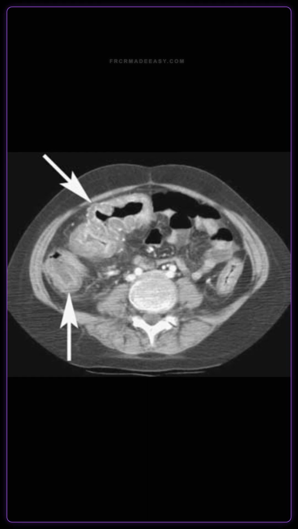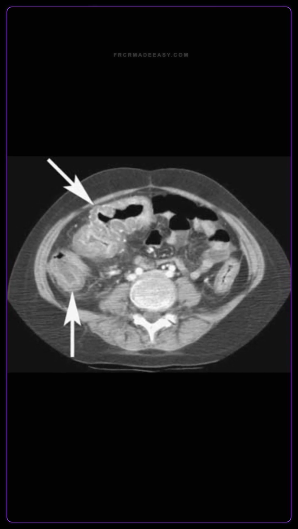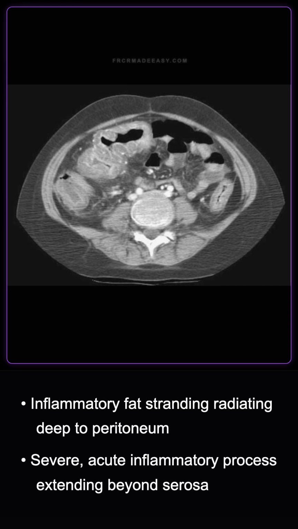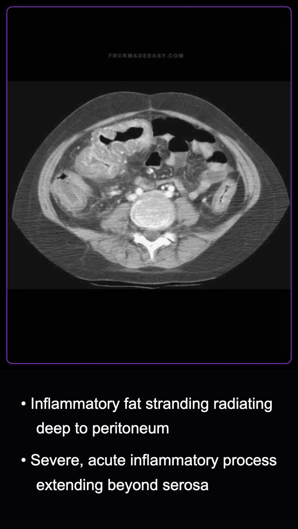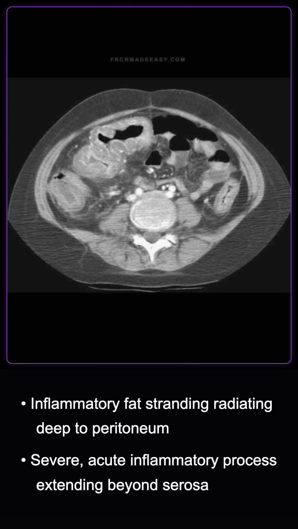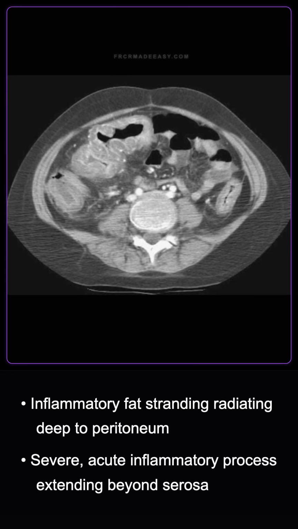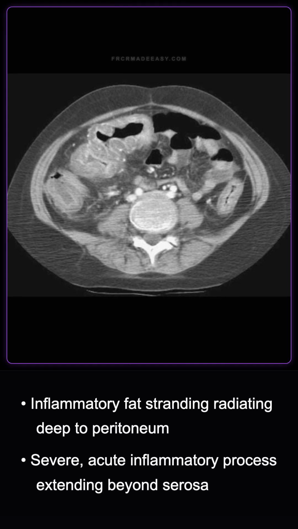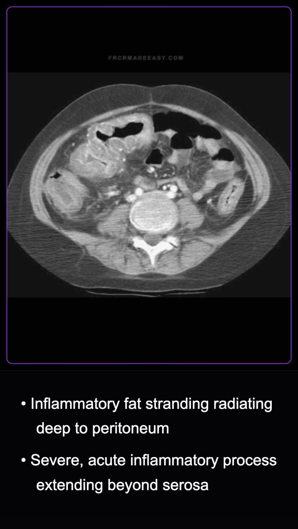Are there any significant extraluminal findings associated with the colonic thickening? Yes, there is prominent, hazy inflammatory fat stranding radiating deeply into the adjacent right pericolonic space, indicating a severe acute inflammatory process extending beyond the serosa.